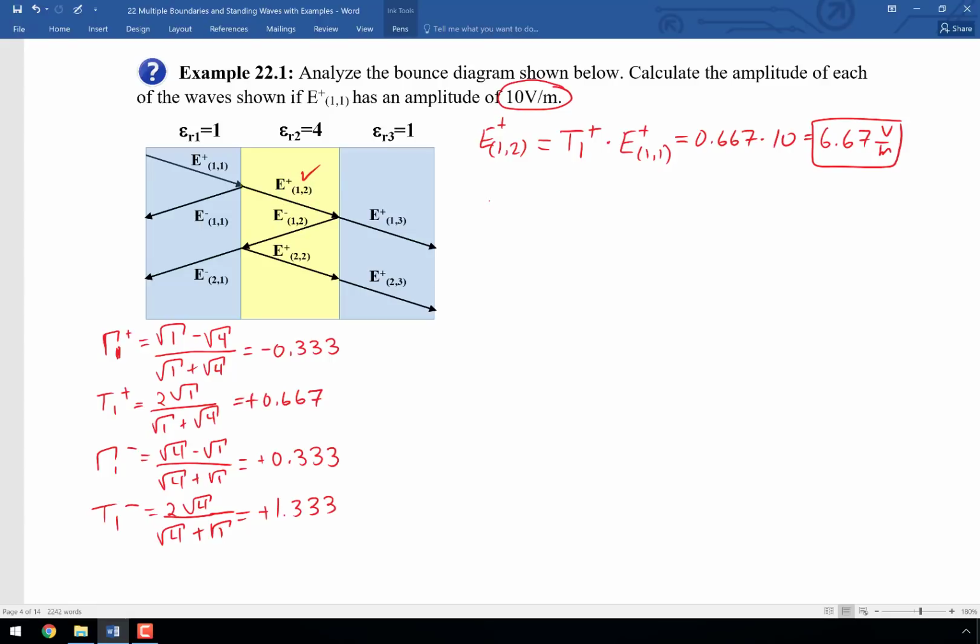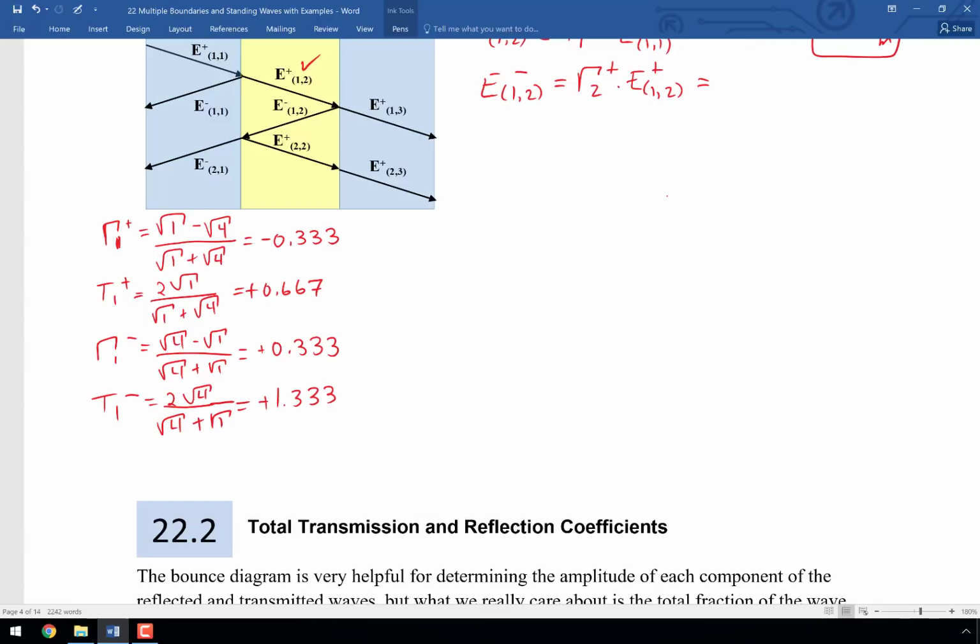Now I can do E sub 1 comma 2 in the minus direction. That is going to be gamma sub 2 in the positive direction. So the reflection coefficient at the second boundary when moving from the left multiplied by the thing that we just found, which was E sub 1 comma 2 in the plus direction. So gamma sub, oh, there were some gammas that I didn't calculate. Oh, darn. Okay, so I better squeeze those in here at the bottom.